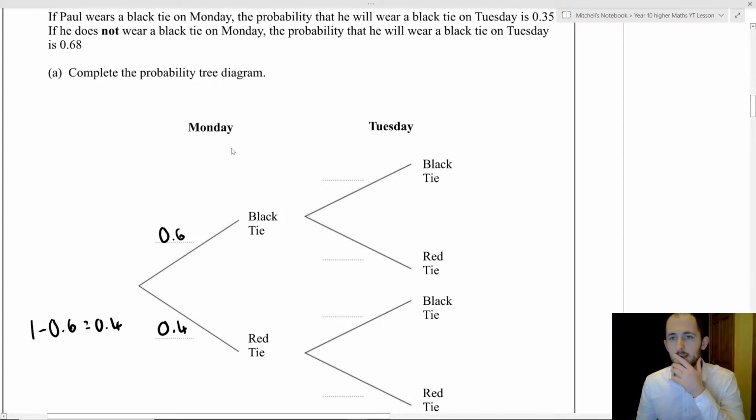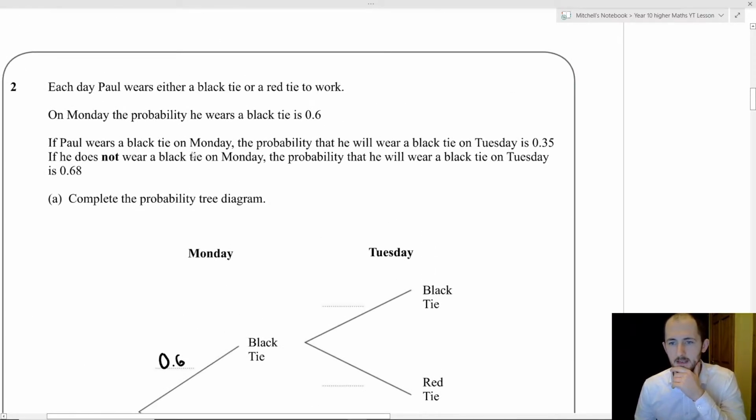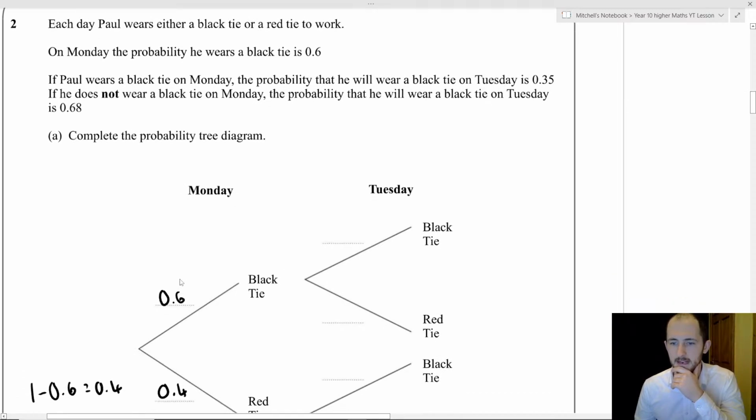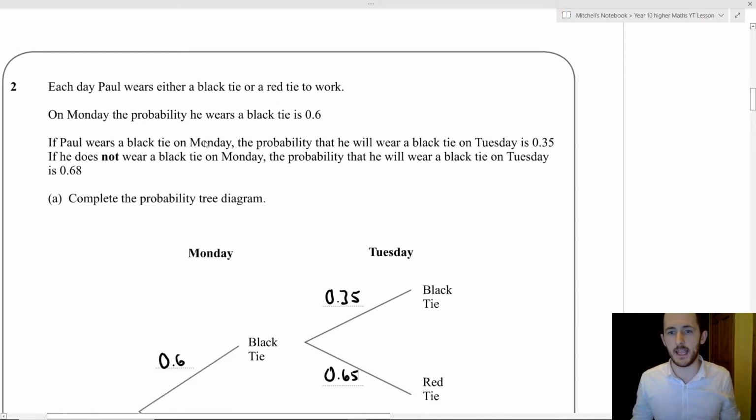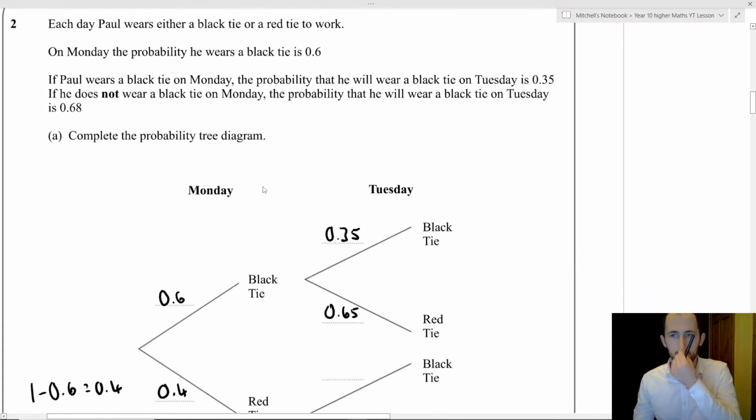Okay? So, if Paul wears a black tie on Monday, the probability that he will wear a black tie on Tuesday is 0.35. So black tie Monday, so black tie on Tuesday is 0.35. And again, we need to make sure it adds up to 1, so that means the red tie will be 0.65. So the reason why it's called conditional probability is this here is a condition. If he wears a black tie on Monday, that's a condition. Then the probability changes. Okay? So the probability depends on what happens on Monday. So it's a condition, okay? But it's really not that complicated.